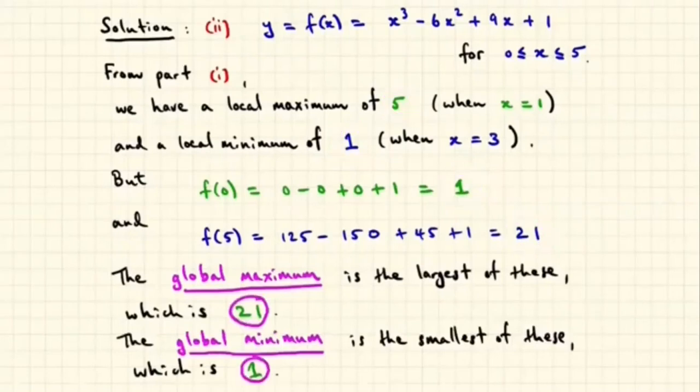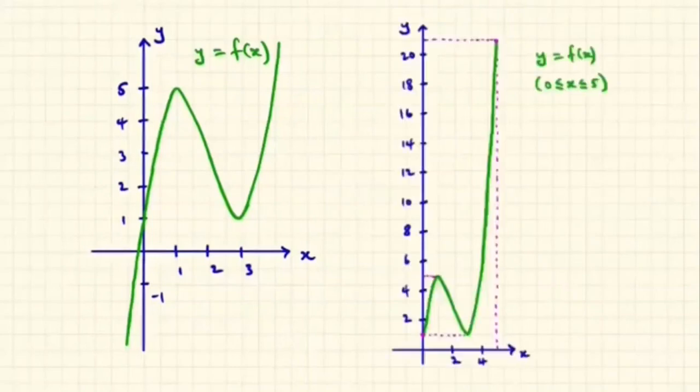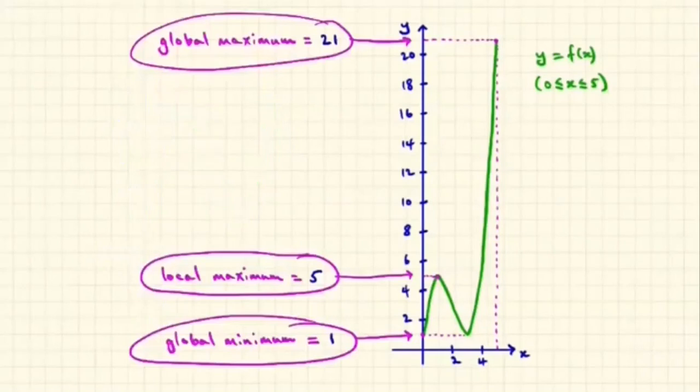The graph is actually quite steep at x equals 5. So to see what's going on, we need to adjust the scale of the axis, and then you can see how easily the local maximum of 5 is surpassed by the global maximum of 21. The global minimum, in fact, is achieved exactly twice, both at the left-hand end of the interval and at x equals 3 inside the interval.